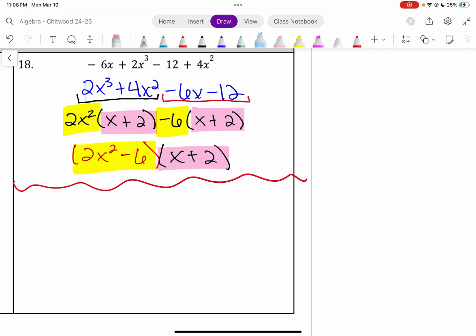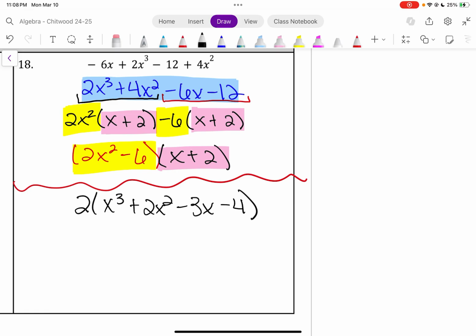If I'm going back to this very first part right here, even just looking at it, I can see that every single term is even. Because of that, I can take out a GCF of 2. So if I take out a GCF, and I'm going to do that down here, I would have 2 times x cubed plus 2x squared minus 3x minus 4.